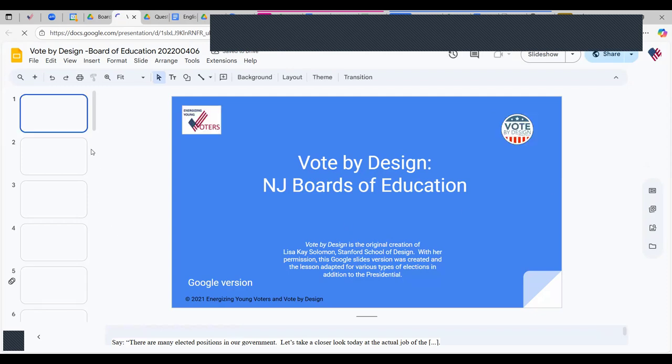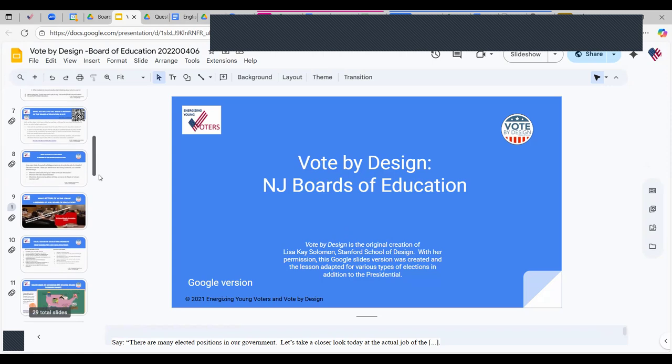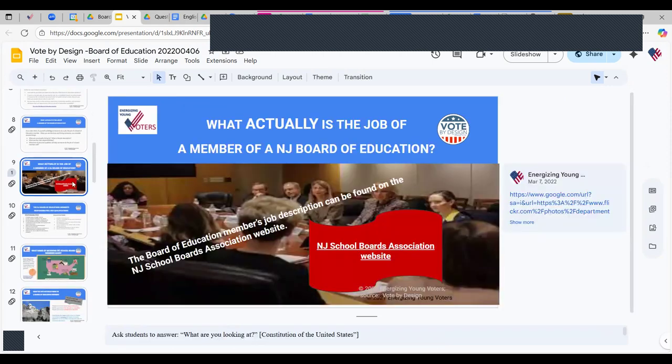The biggest difference in each one of them is the job description. So when you choose one of these, you're going to need to be sure that things like the New Jersey School Boards Association website, the source of the information about what school board members need to do, is accurate and it actually has a source, so people can go back and look at it if they need to.